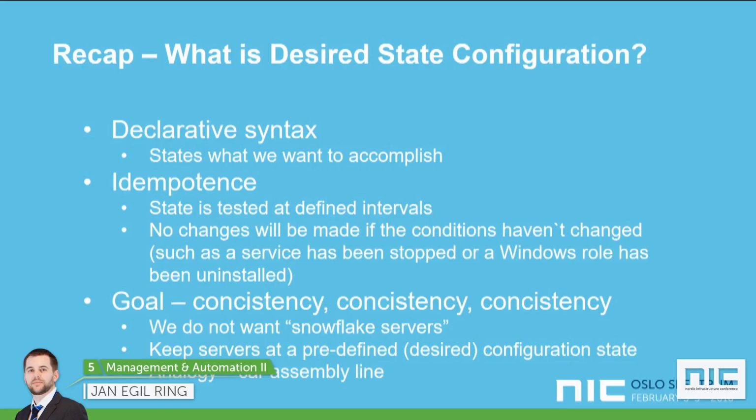The other thing is idempotence, so it's tested at specific intervals. For example, every 15 minutes, the server will check if it's in the desired state that you specified, for example, that the print spooler should be running.